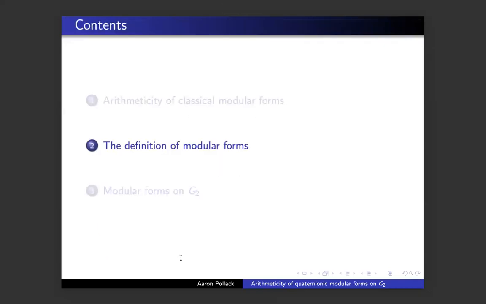So that was my recap from classical modular forms. And I'd like to define modular forms in a bit more general way for semi-simple Lie groups.